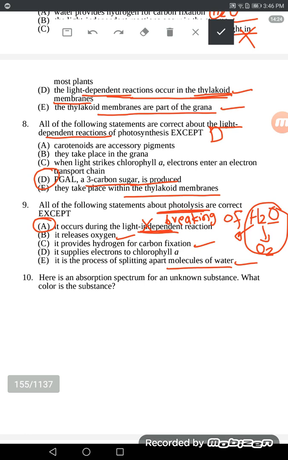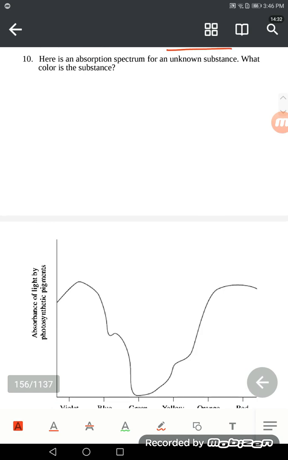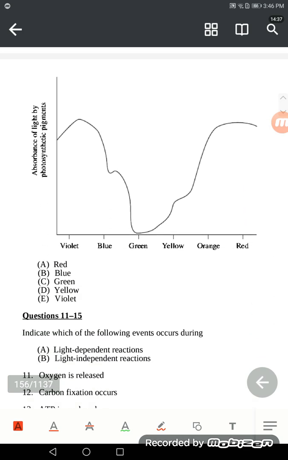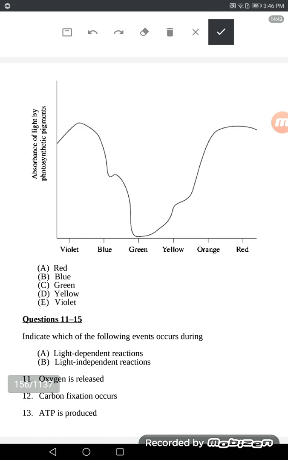It says, here is an absorption spectrum. We have an absorption spectrum for an unknown substance. What color is that substance? So now let us look at the graph that we have. We have to pay attention to the graph. We have these colors: violet, blue, green, yellow, orange, red. On the other side, we have absorption of light by photosynthesis pigment. So this range is about the absorption.